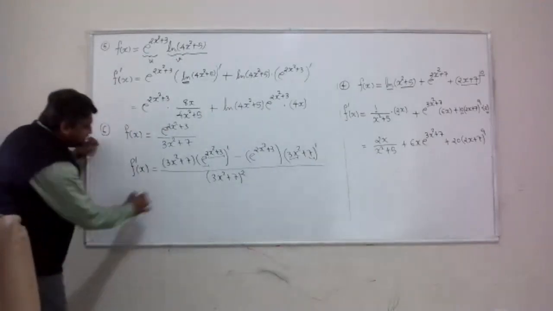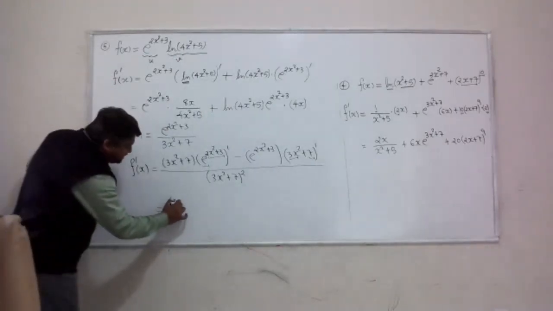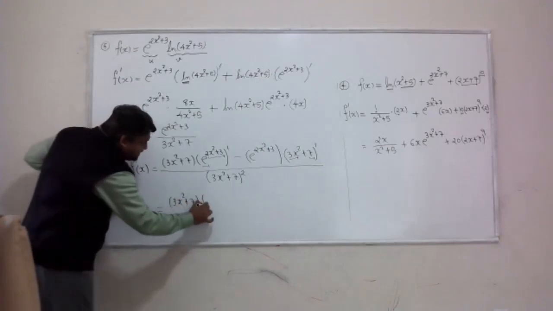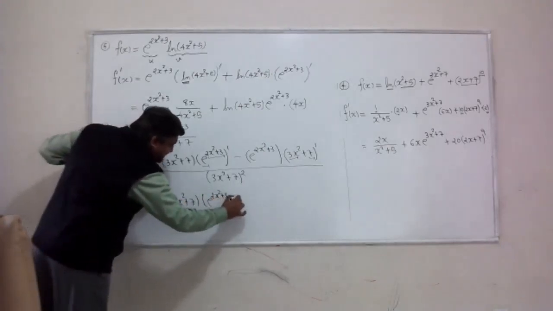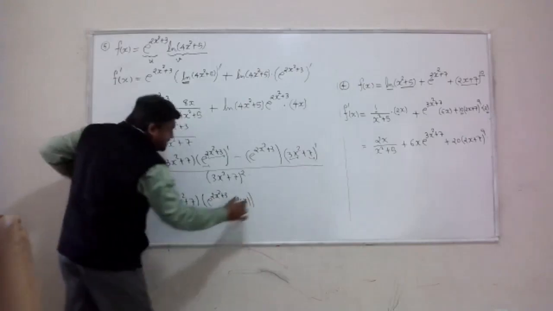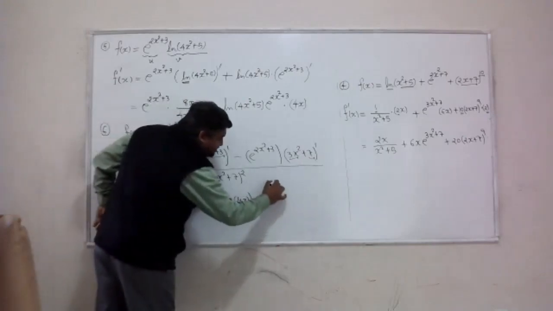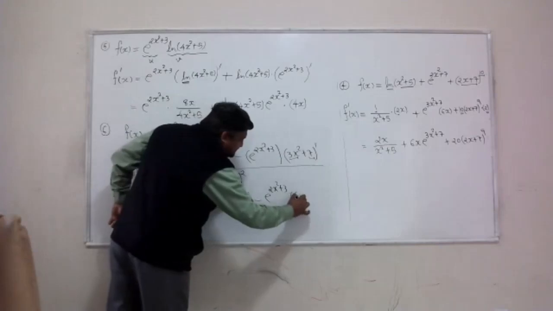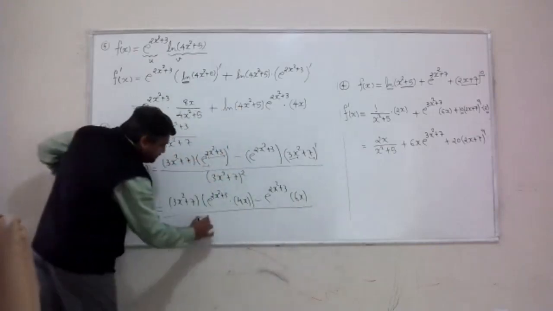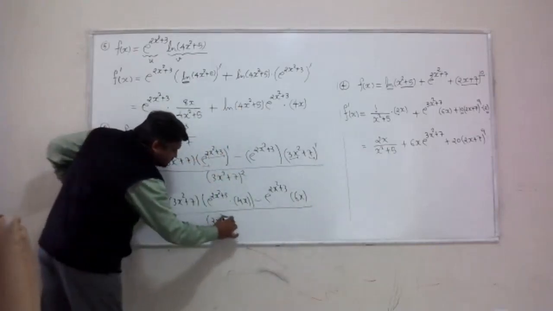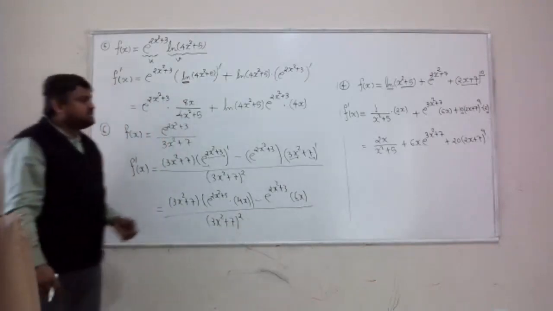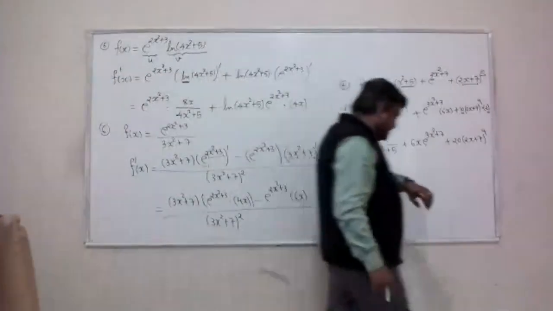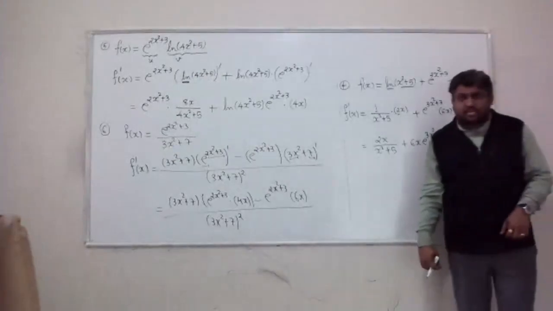Let's do that. So as I said, I get 3x squared plus 7 times e to the 2x squared plus 3 times 4x, minus e to the 2x squared plus 3 times 6x, over that denominator squared. And that's really the final answer that represents the derivative of the given function.